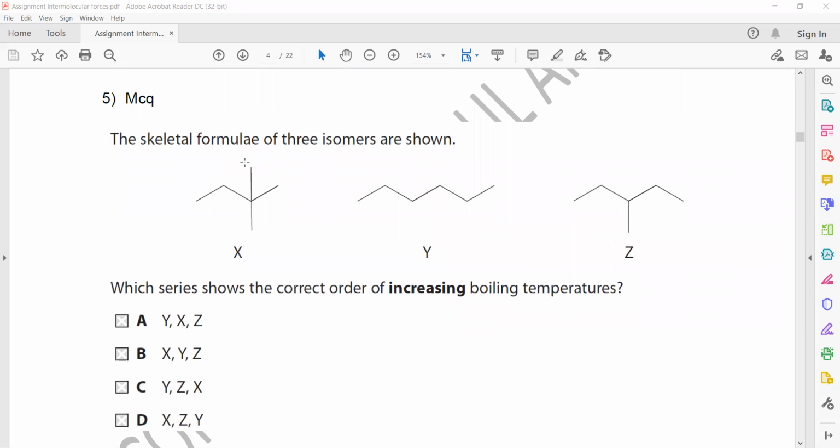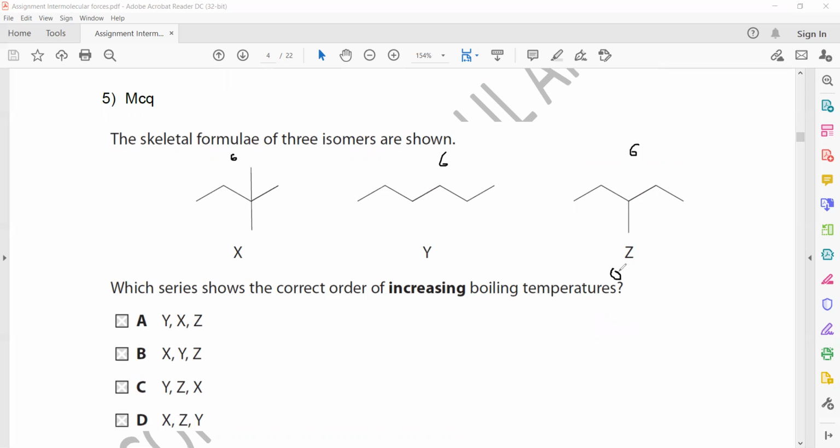In question 5, the skeletal formulas of three of the isomers are shown. Which series shows the correct order of increasing boiling point? When we check, 1, 2, 3, 4, 5, 6, so this has 6 carbons. This one also has 6 carbons, and this one too. So all have 6 carbons. But what about the branches?